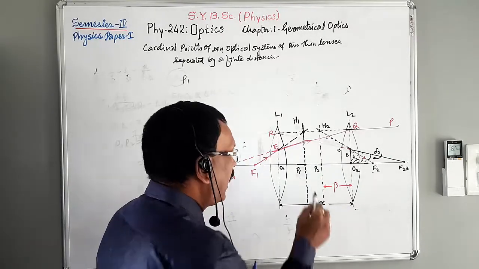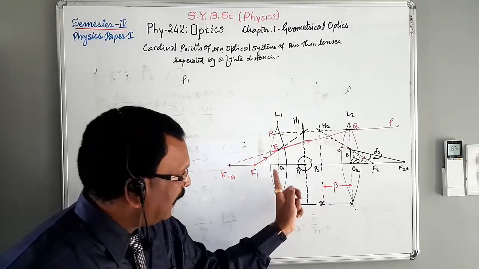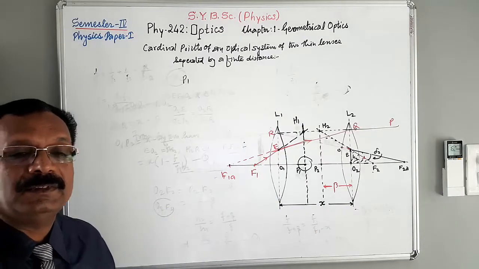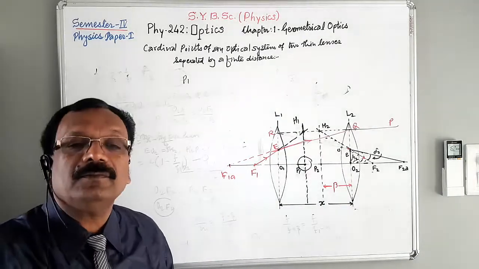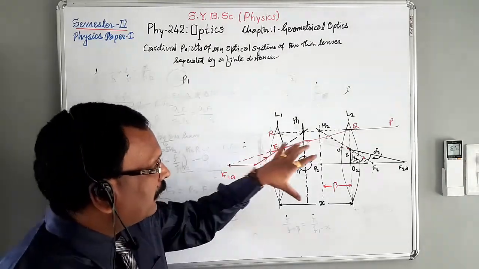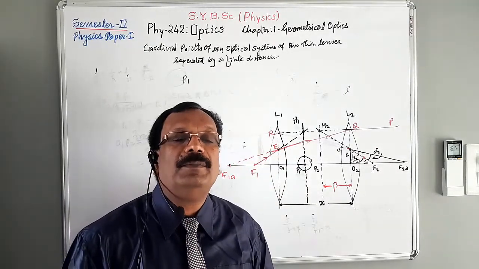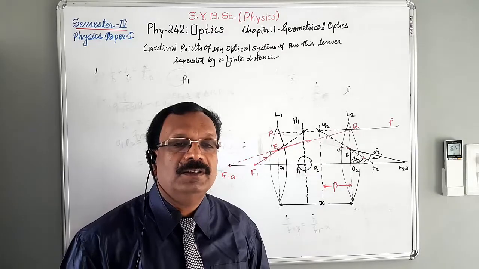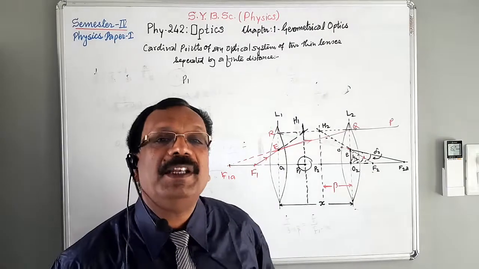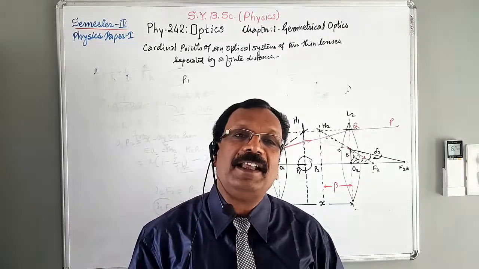Now we have to find out the position of P1 with respect to this lens and this lens respectively. So again, here we are going to follow the geometry, but due to lack of time, it is not possible to complete this article. So the remaining part of this article will be studied in the next lecture.